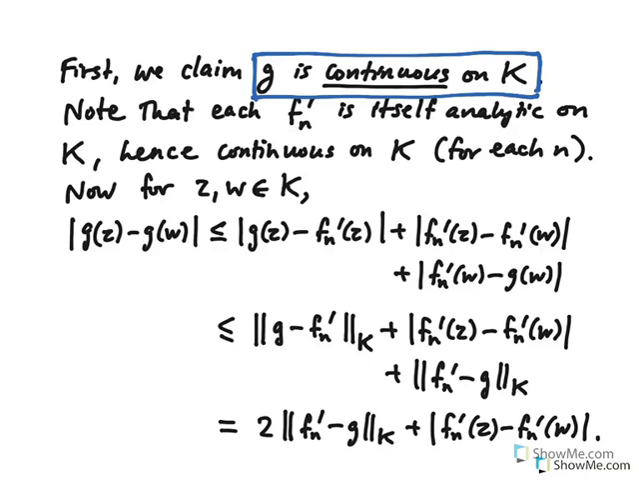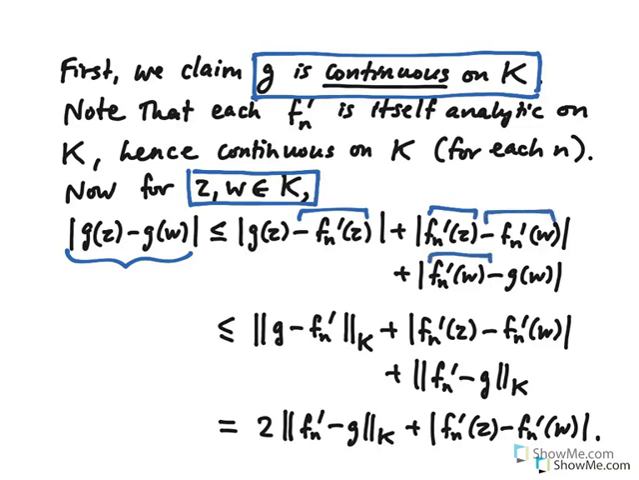So let's take two points in K, z and w, and we're going to study this difference, the modulus of g(z) minus g(w). Now we can insert into there an f_n prime of z and a minus f_n prime of z, also f_n prime of w and minus f_n prime of w. They just cancel out. But then using the triangle inequality, we can break up the modulus into three separate moduli added together. And that gives an upper bound.